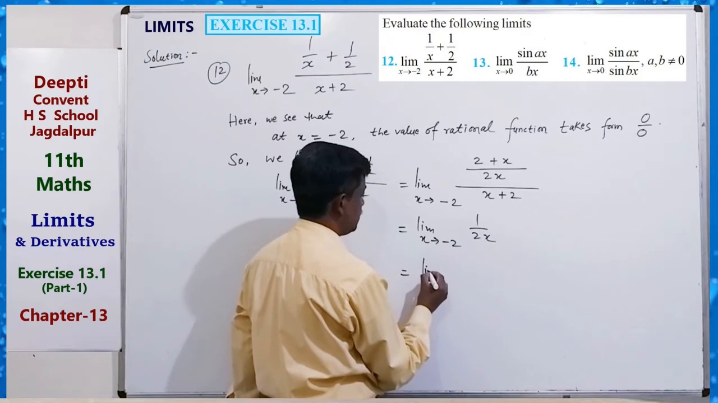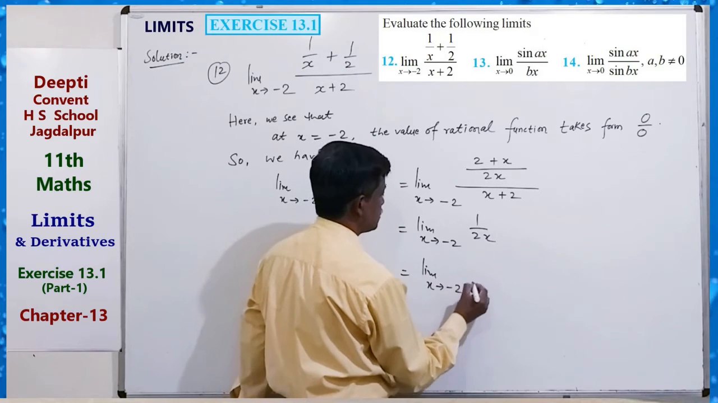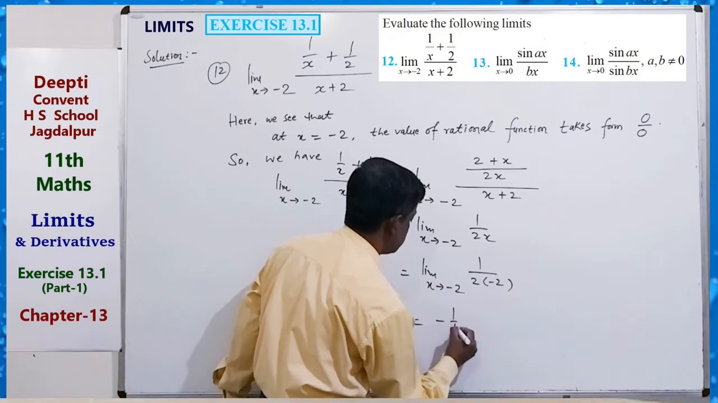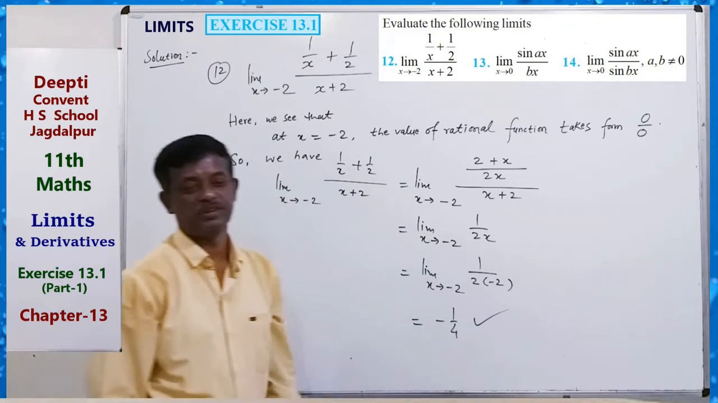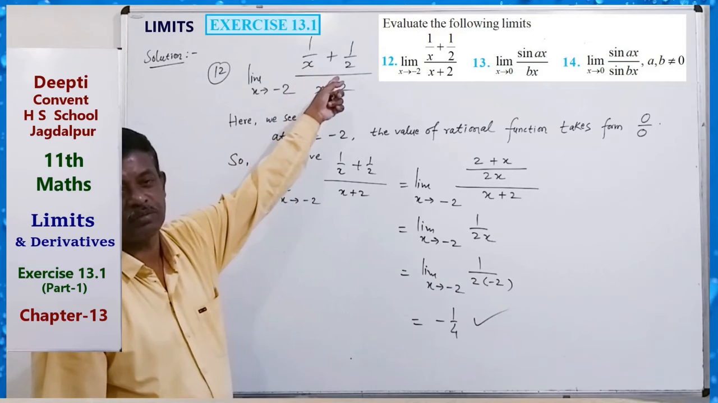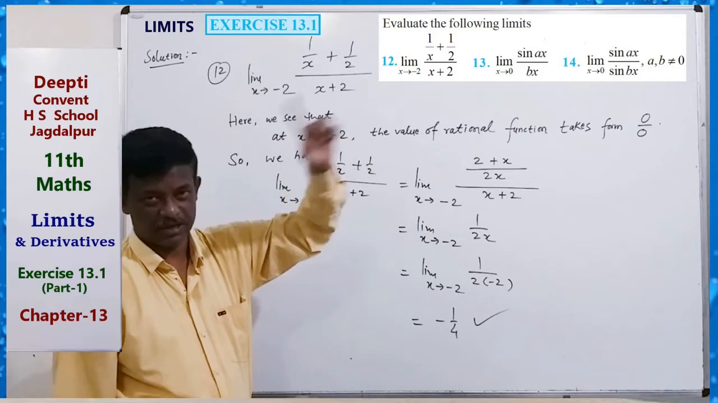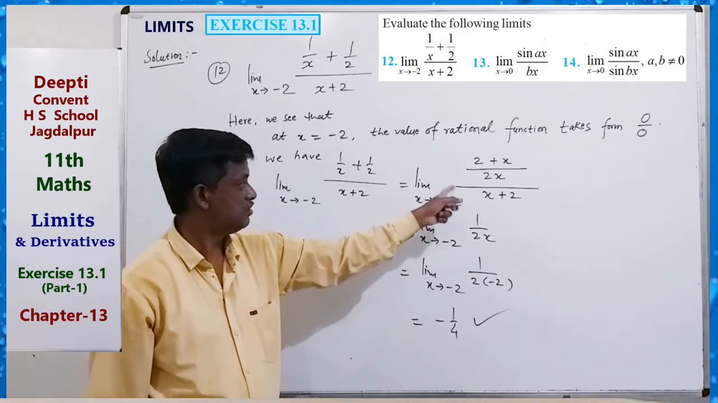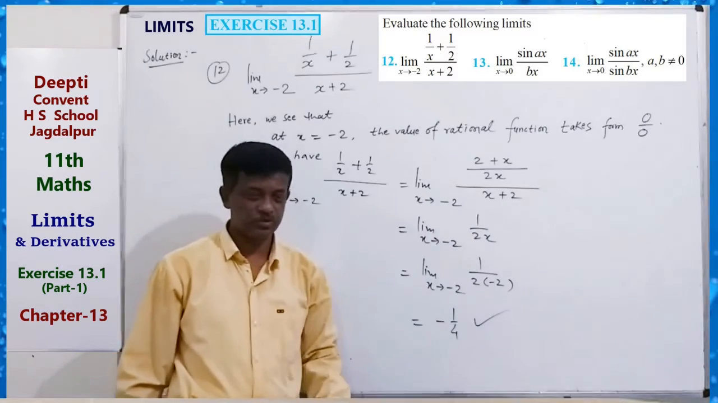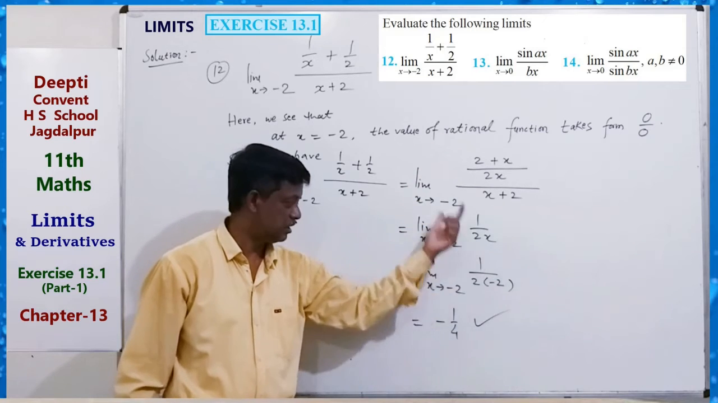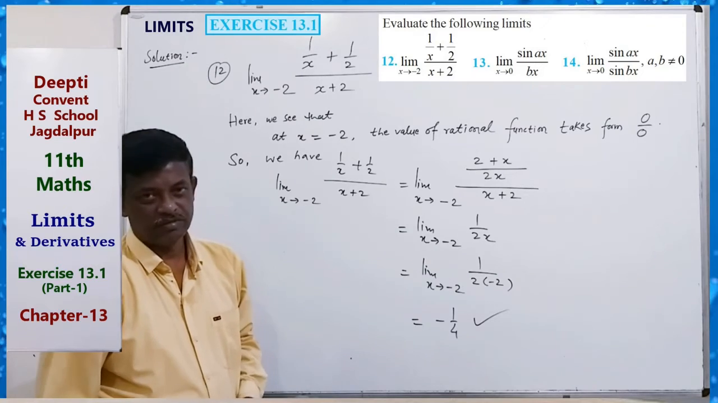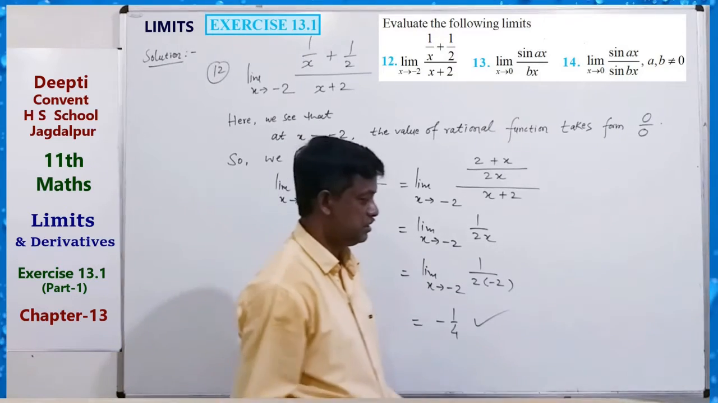and we get limit x tending to minus 2 of 1 by 2x. So this is 1 upon 2 into minus 2, which equals minus 1 by 4. That is the limit. Just by direct putting we get 0 by 0, but after taking the LCM and cancelling the common factor, x not equal to minus 2, from numerator and denominator, we get this value. So this is the final value, this is the limit.